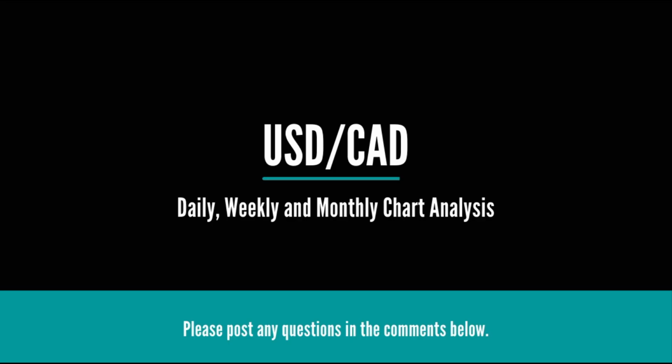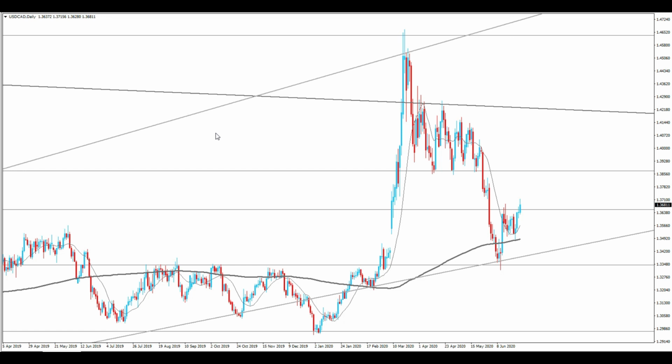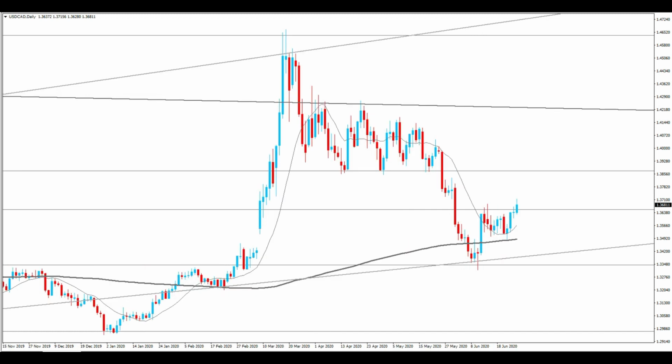Now next we're going to see what's happening with USD CAD. First we're going to start off on the daily, and you can see that price has finally broken out of this consolidation. So I'll zoom in to see a little bit better. You see that price has been stuck here for about a week or so, and we finally have the candle breaking above that level.